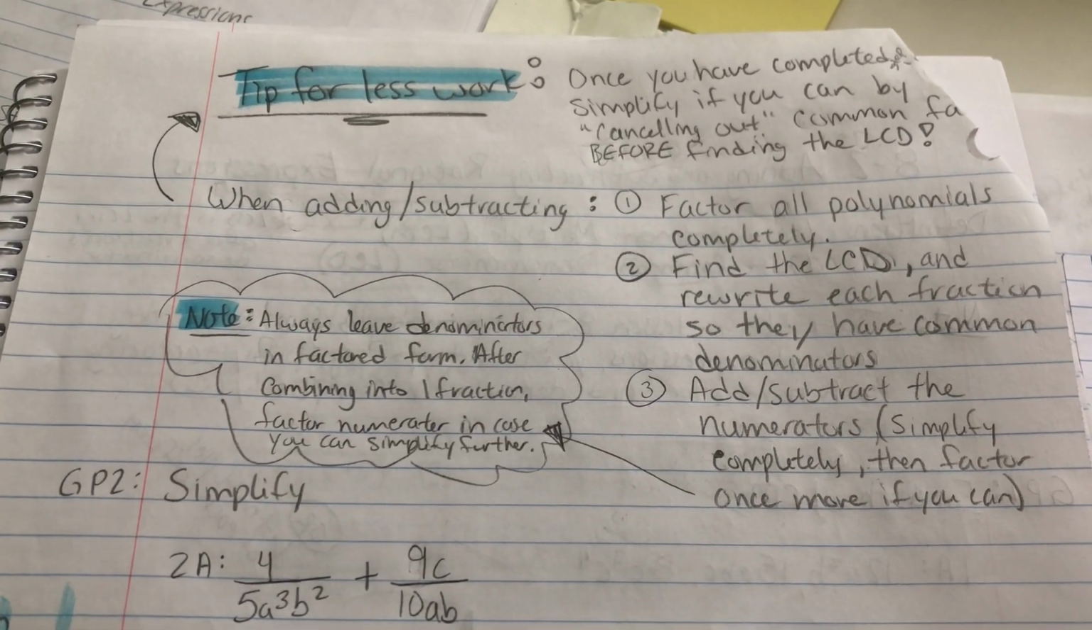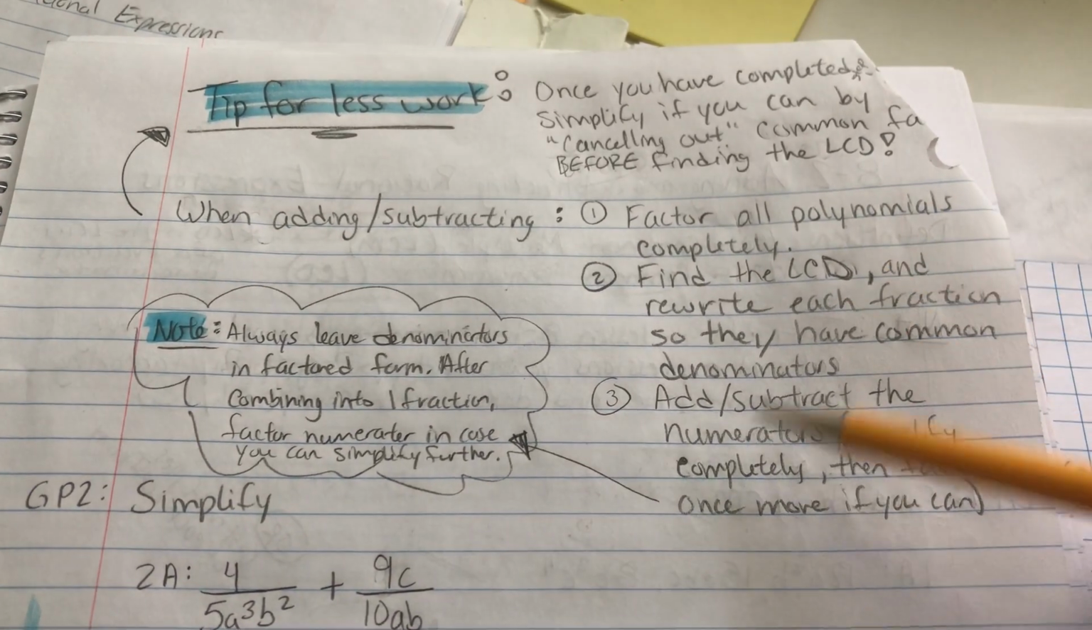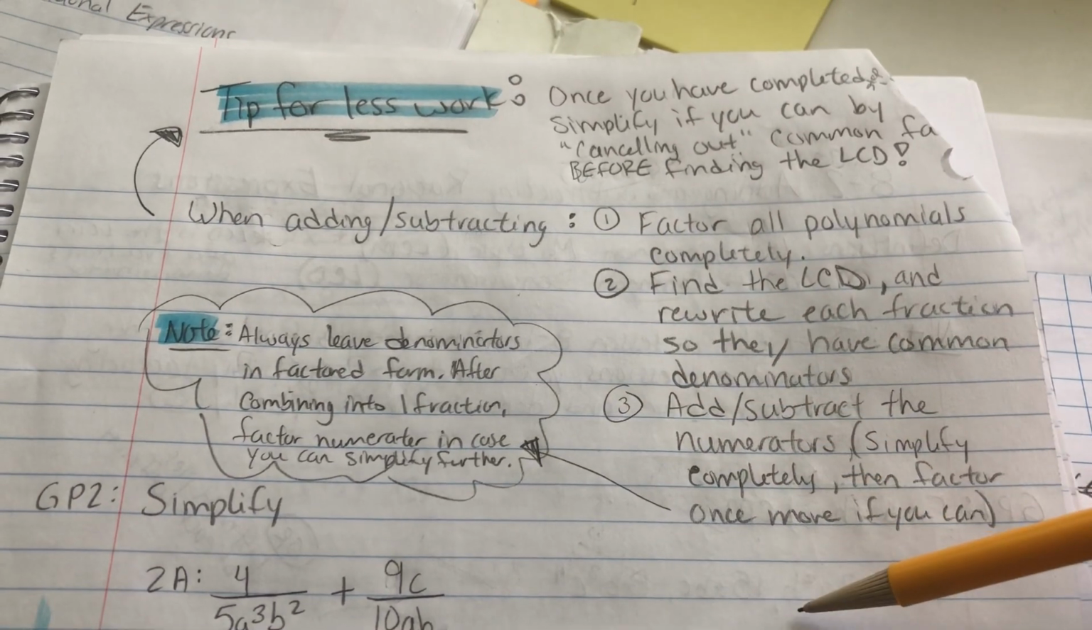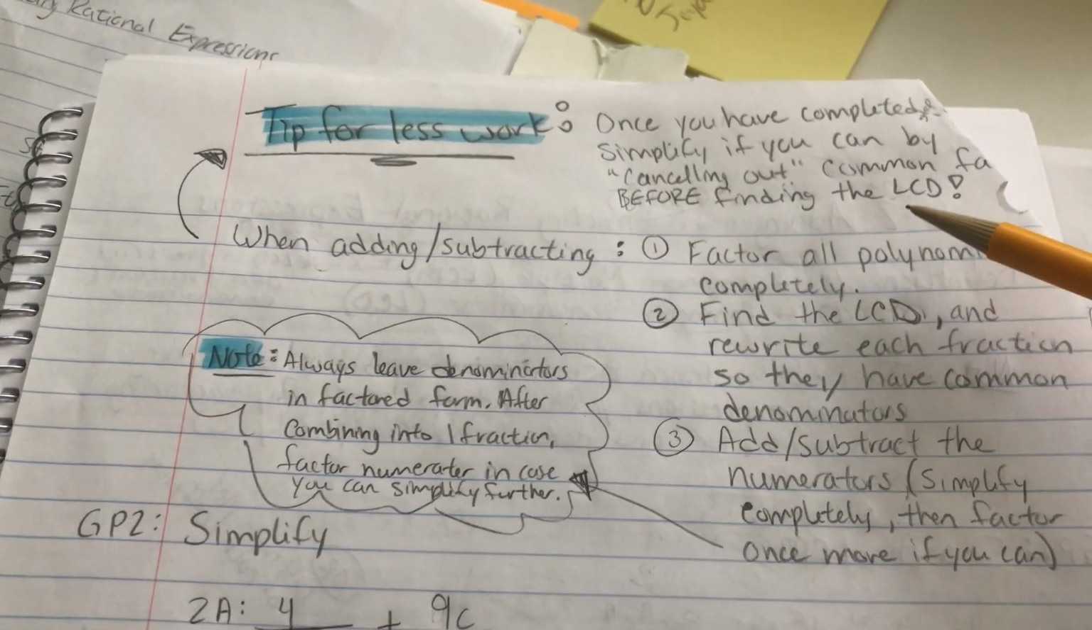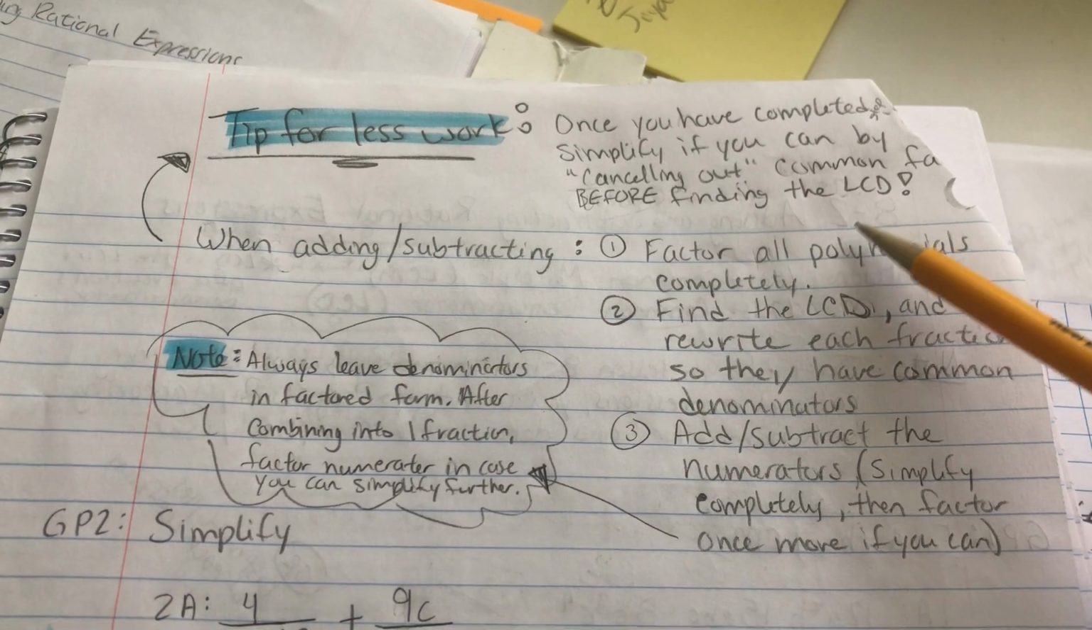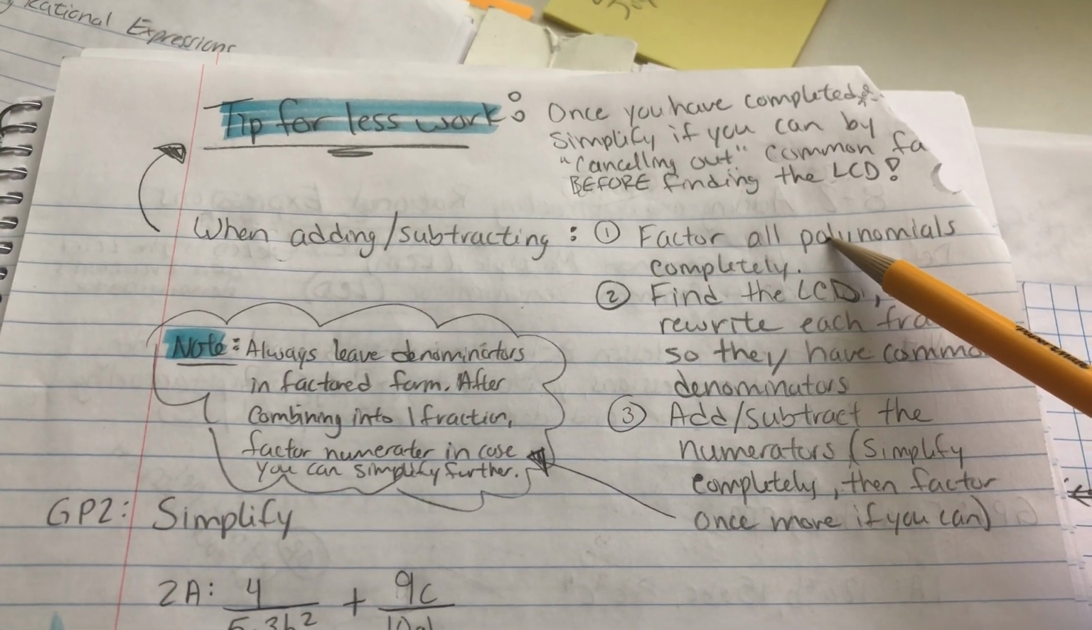Okay, 8th grade, this is video 2 of 8.2. I've got some steps and some tips written out for you. Anytime you're wanting to add or subtract rational expressions, you want to start by factoring completely.